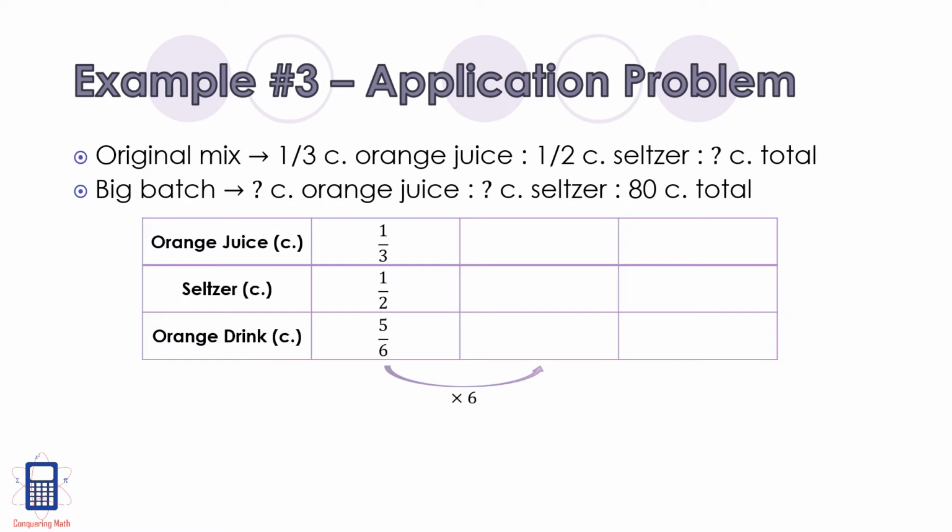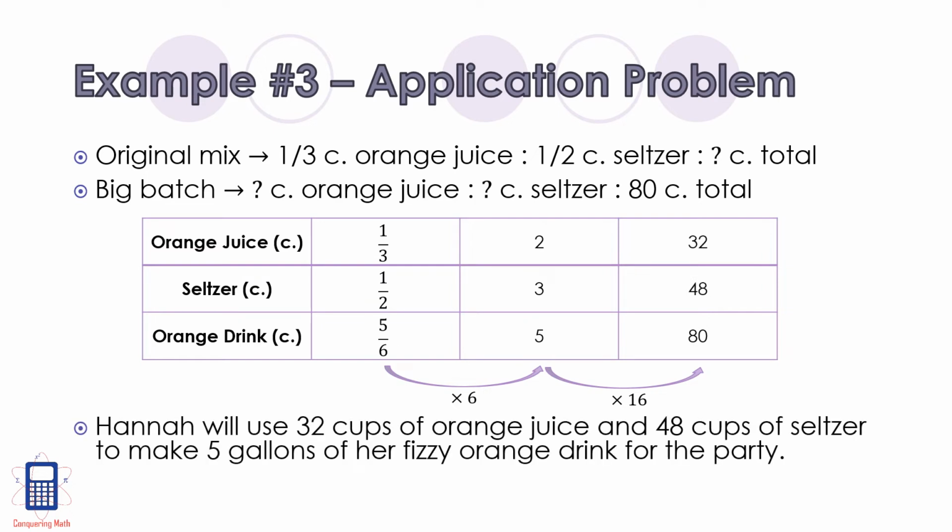So if we multiply that by 6, then we get 5 total cups of orange drink. When we multiply the orange juice and the seltzer by 6, we get 2 cups of orange juice and 3 cups of seltzer. Now to get to 80 cups, we need to multiply 5 by 16, which gets us 80 cups. And then when we multiply 2 and 3 by 16, we get 32 and 48. Hannah will use 32 cups of orange juice and 48 cups of seltzer to make 5 gallons of her fizzy orange drink for the party.